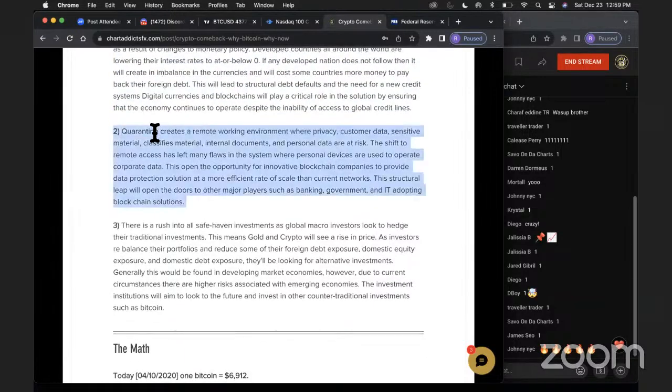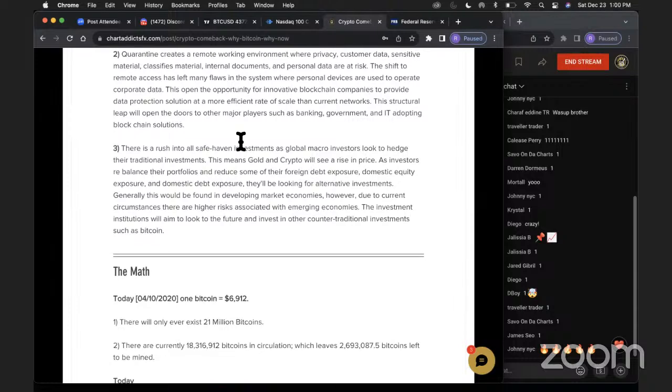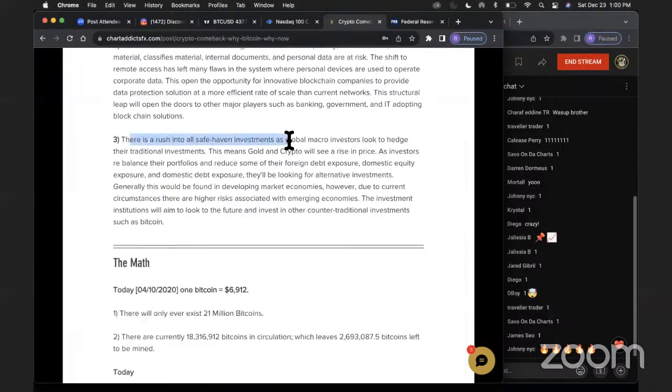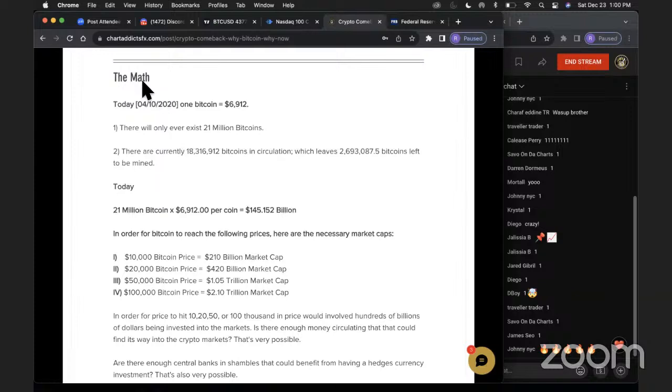I also said that quarantine creates a remote working environment. Privacy, consumer data, sensitive material, classified materials, internal documents, and personal data is going to be at risk, which is why it's going to be a big, big time for NASDAQ and for cryptos because of the privacy. And then there's a rush to safe haven investments. Gold and crypto are going to see a rise in price, which is exactly what happened. Investors are going to rebalance their portfolios and try to reduce it. The price of a Bitcoin at that moment was $6,000.